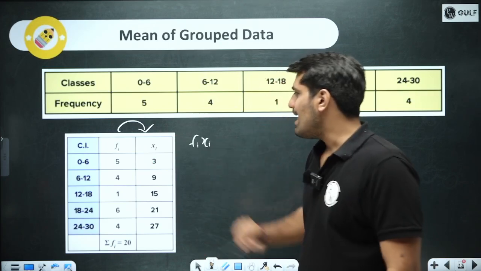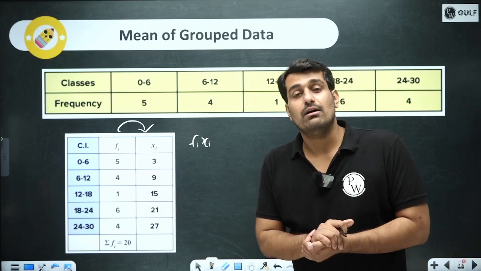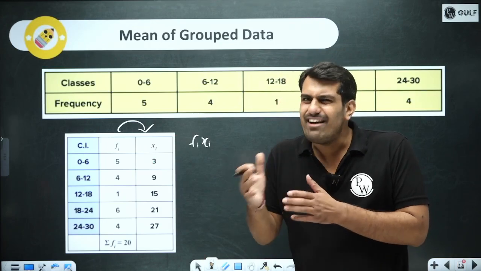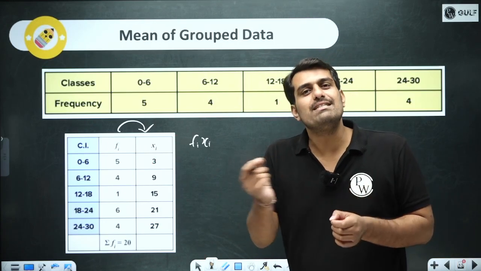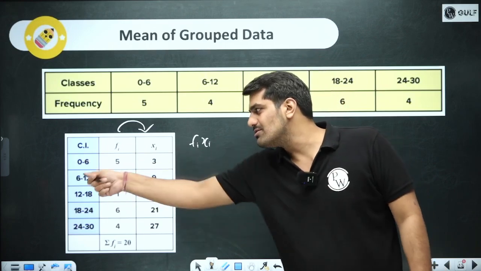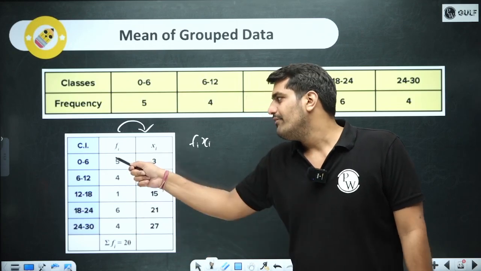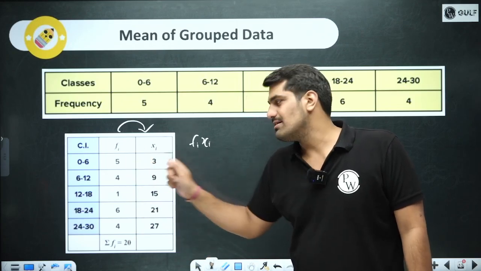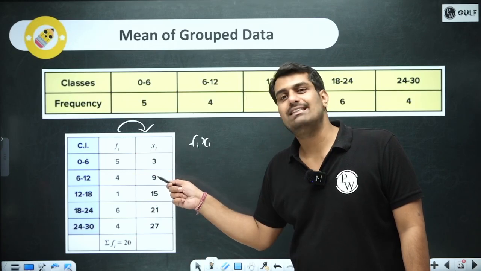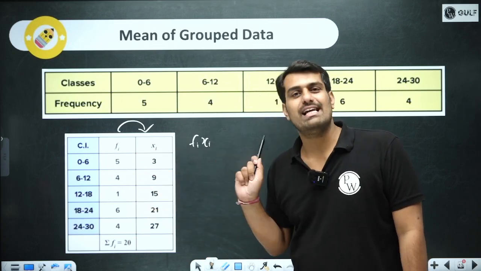Sorry. Fi being multiplied with xi. What is this fi, xi? i is basically iteration. This is your first group, this is your second group, this is your third group, fourth group, fifth group, and so on. Frequency of first, x for first. Frequency second, x second, and so on. That is why fi xi is written over there.